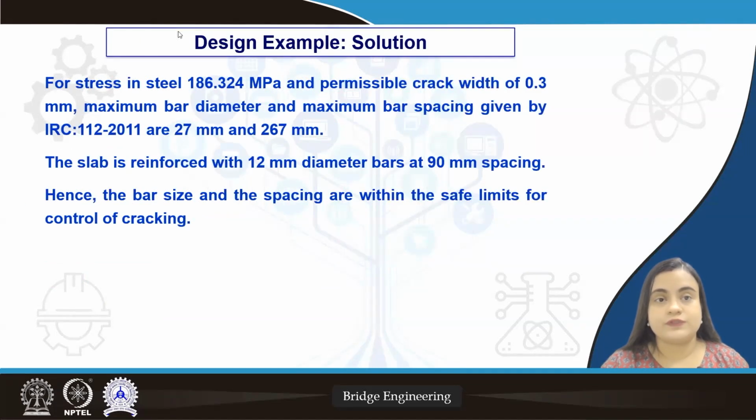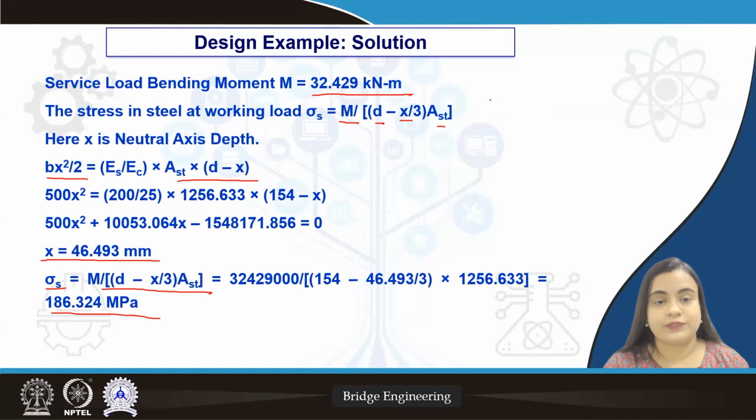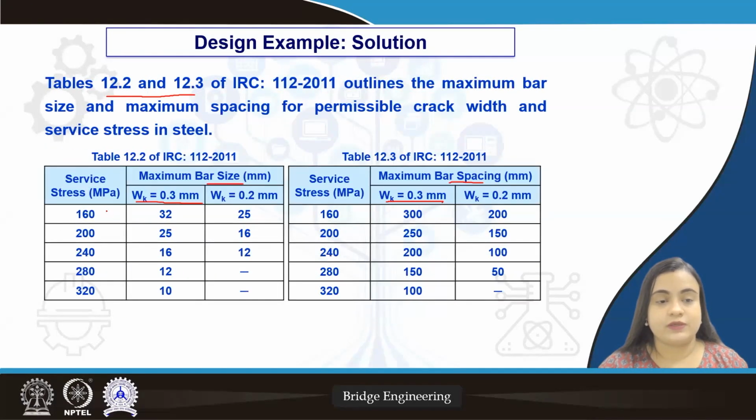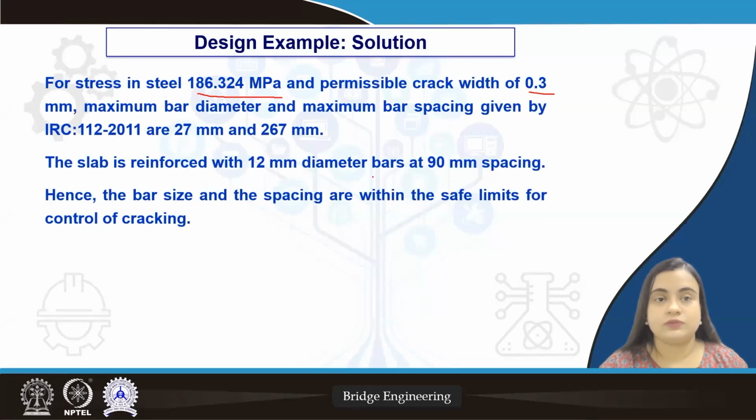Now for service stress 186.324 MPa and permissible crack width of 0.3 millimeter, we can go back and refer to the table. It should be obtained by a linear interpolation in between the two values 160 and 200. By linear interpolation, we can find that the maximum bar size that can be used is 27 millimeter and the maximum bar spacing permissible is 267 millimeter.